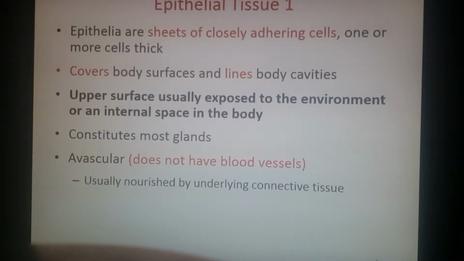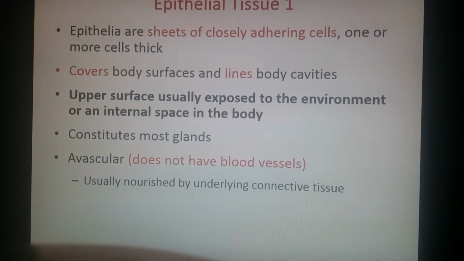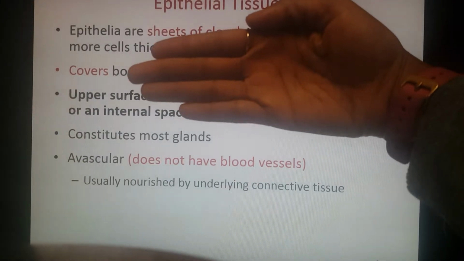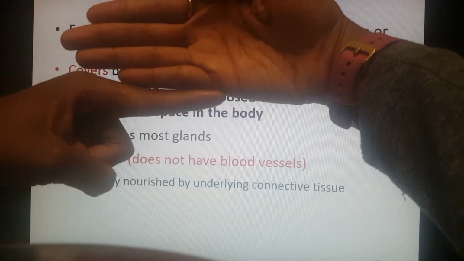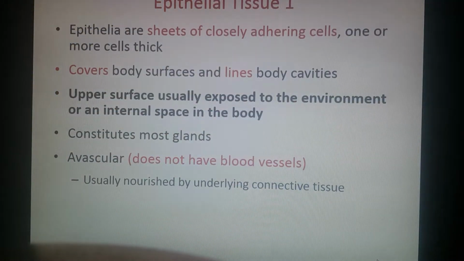This epithelial tissue has a lot of glands located in there, and also it does not have blood vessels. So in order for the cells there to get the nutrients that they need, it has to be nourished by an underlying connective tissue. So you'll have your epithelial tissue, and then a basement membrane, and underneath that is your connective tissue.